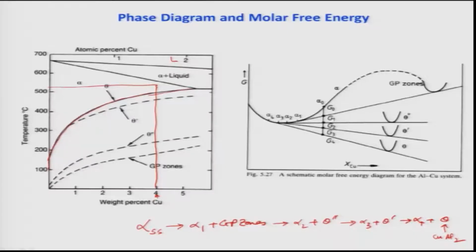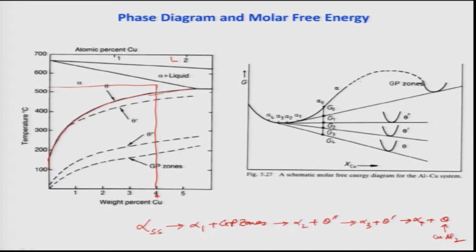and one can actually explain this sequence of precipitation using free energy constructions. That is what is shown here, G versus X plots. This is directly taken from the book of Porter and Easterling. As you see here, this is my free energy curve of the alpha supersaturated solution. Because the GP zone is not a distinct phase, we cannot show a separate free energy curve for that. It is nothing but an extension of the free energy curve of the alpha.